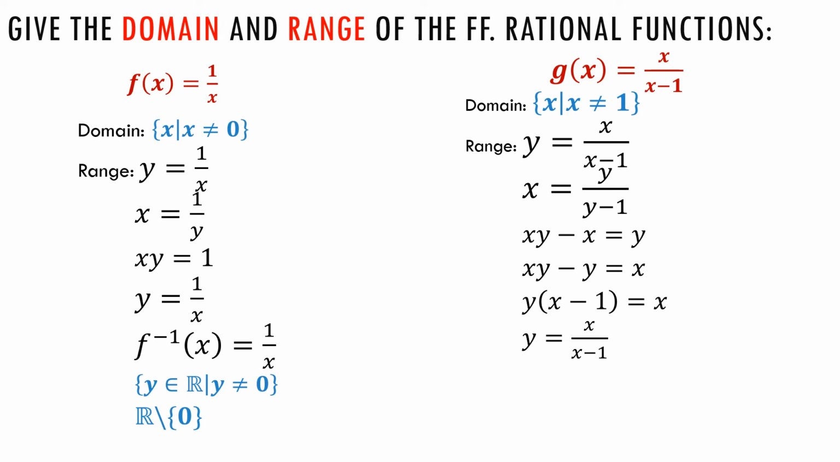So, let's just replace y with the inverse na function. Inverse function na symbol, we have this. Now, the question, ano yung value ng x dyan that will make the denominator equal to 0? So, we have 1. Therefore, the range is all real numbers except 1.